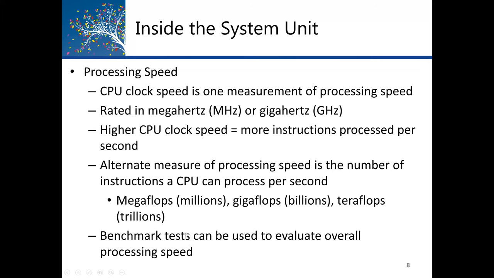Now, a benchmark test can be used to evaluate overall processing speed. But one thing we should know is that the processing speed of a CPU is measured in cycles per second. So if we say MIPS, it means million instructions per second. So how many instructions we can do per second is the number of the MIPS.